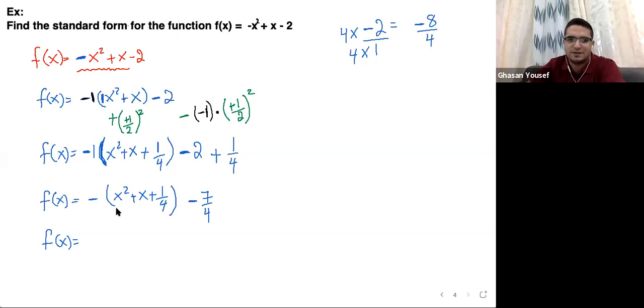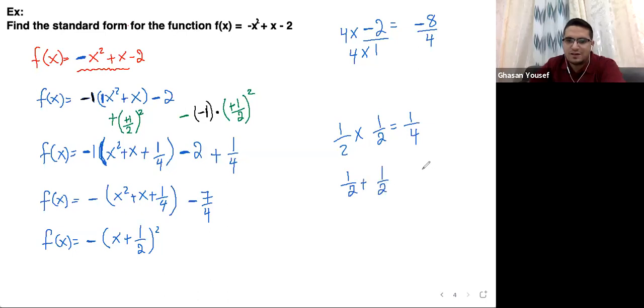This is correct. Nice. So here I can say this is equal minus x plus 1/2 squared. I'm looking for, again, 1/2 times 1/2 is equal 1/4, and 1/2 plus 1/2 is equal 2/2, and this is equal 1. And here minus 7/4. So this is the standard form of this function.